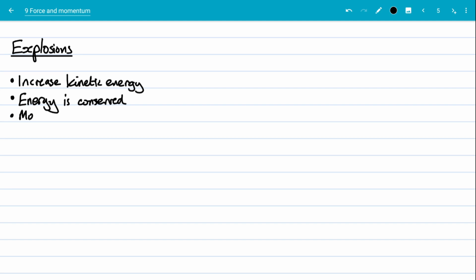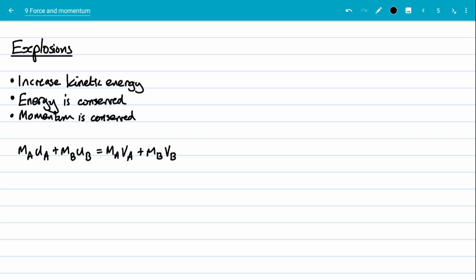Energy is conserved, just not kinetic energy, and momentum is conserved. Remember, this is still classical physics. No accelerated expansion of the universe here. So what does that mean then? How do explosions work? Well, we still have ma ua plus mb ub is equal to ma va plus mb vb. That is still true.